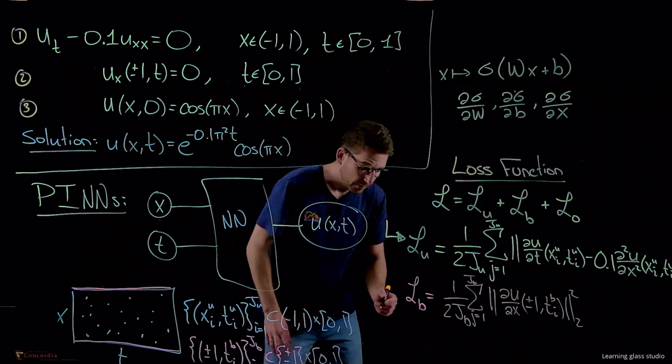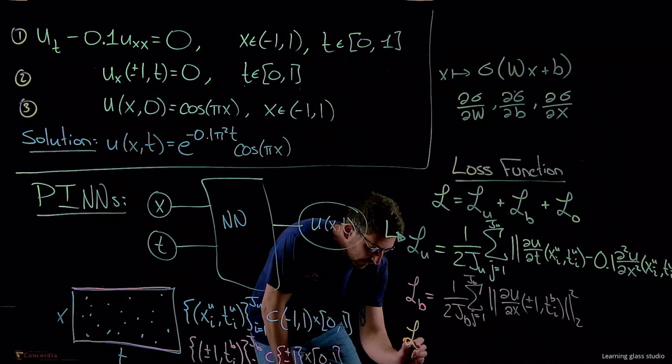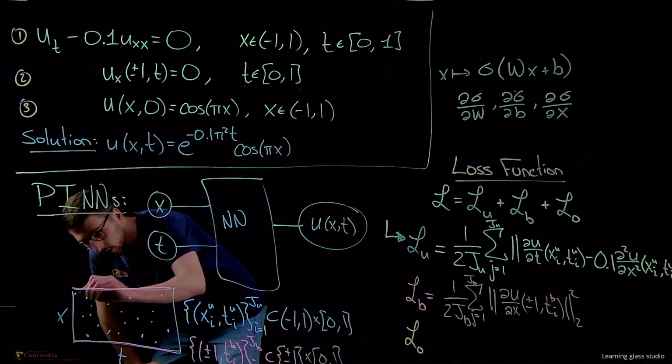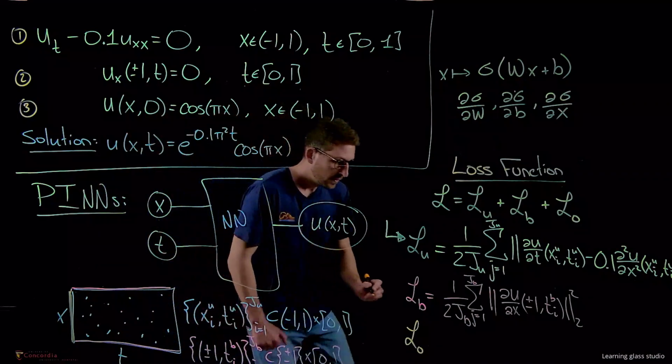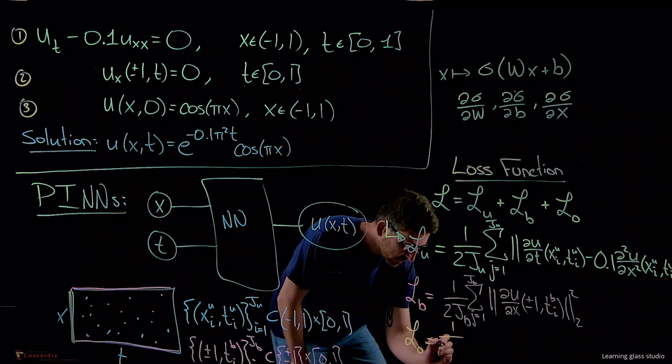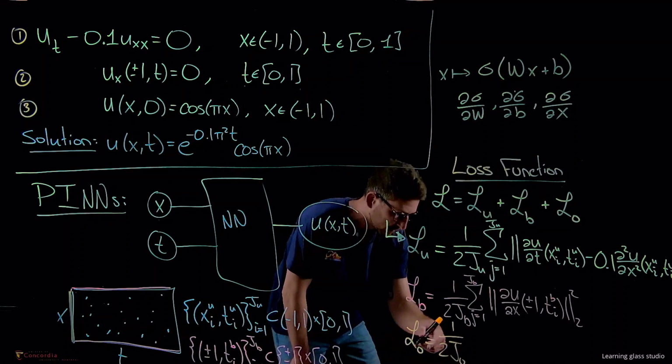Let's do this again, the last one, L0. You can probably see how this is going to work. Here's that other boundary. Then I'm going to get a whole bunch of points here. I'm not going to define what the points are because I think you get the point.